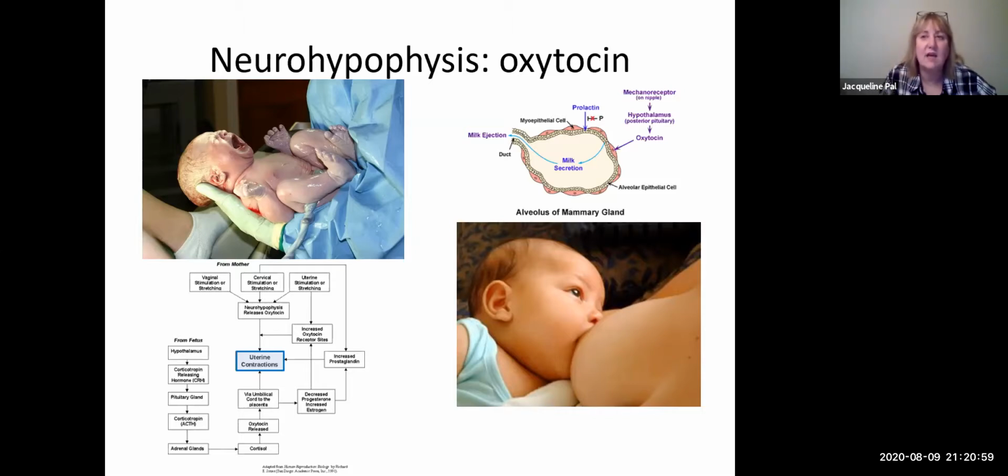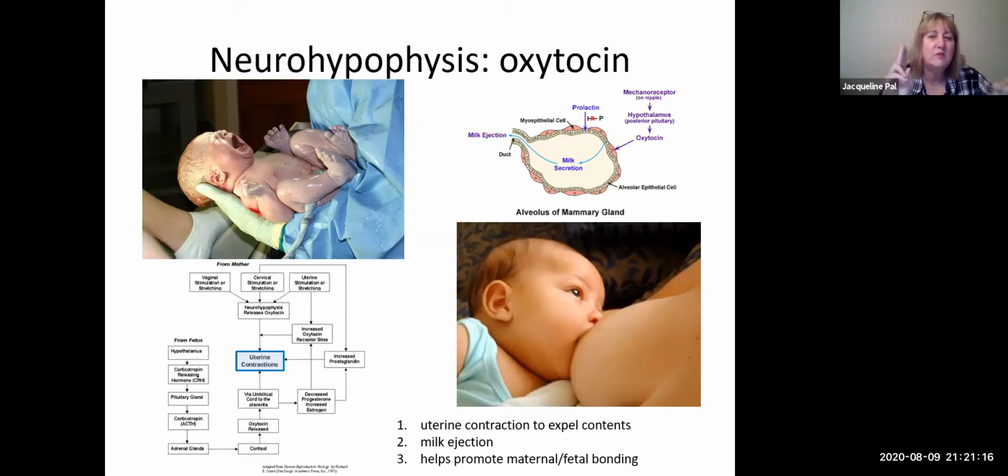Now notice, this is not milk production. Milk production is going to be a different hormone, which we will learn about much later on. Oxytocin is the milk letdown or milk ejection hormone. So those are the 2 big things for oxytocin. There is a third one, but don't tell me about the third one if I ask you for physiological examples of what happens with oxytocin. But we do know that oxytocin is what helps promote maternal fetal bonding. So this is why it's super important to have skin-to-skin contact with the baby and the mom as soon as possible after the birth.